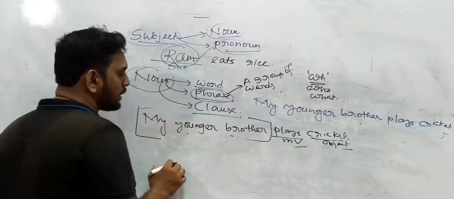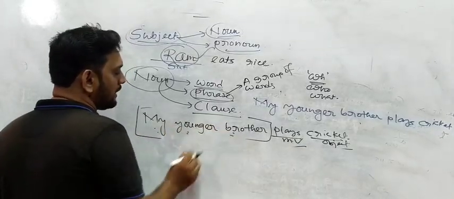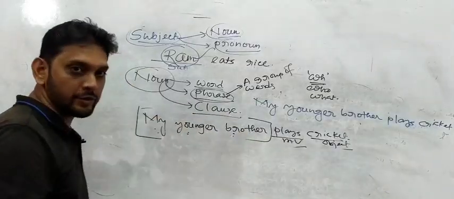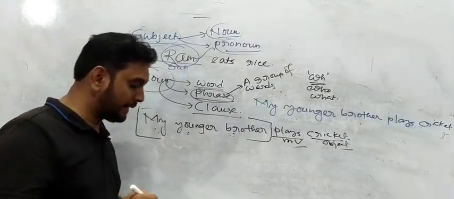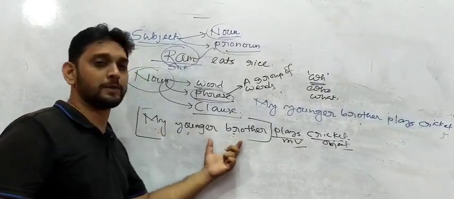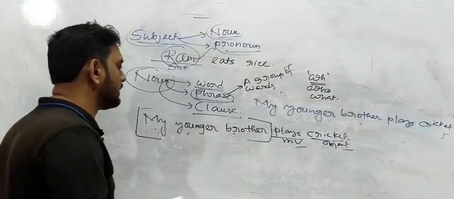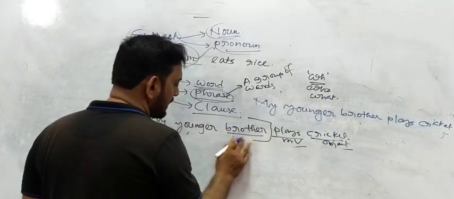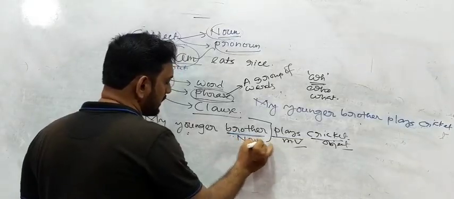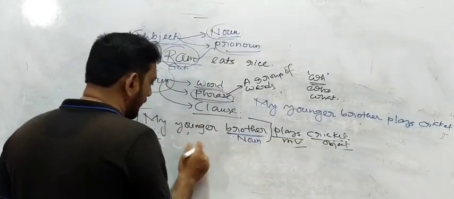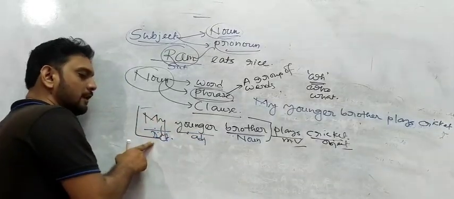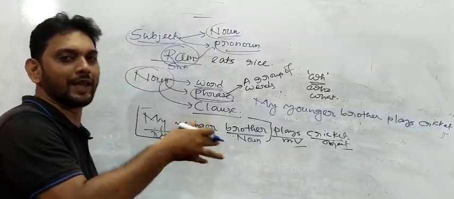But how can you determine that my younger brother, my is a word, younger is also a word, brother is also a word, yes or no? But how can you define where the noun is located in this part, my younger brother? Always consider the end, that means the last word. What is written over here? Brother. Brother is the noun of this group of words, younger will be the adjective, and my will be the determiner. Or you can say also adjective, because determiner is part of an adjective.